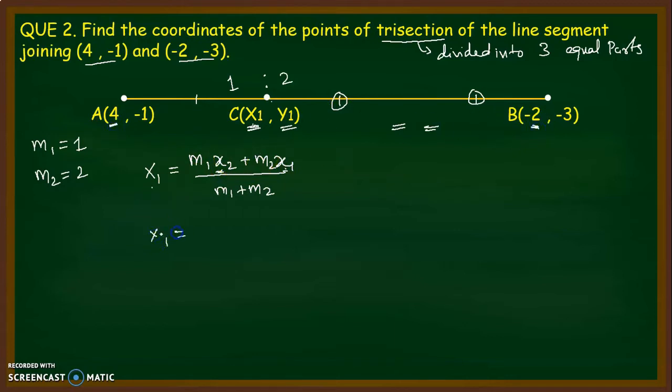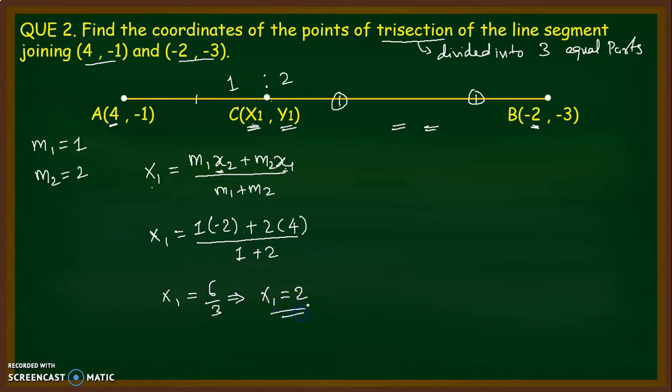So here to find out the X1, M1 is given 1, x2 is -2, M2 is given 2 and x1 is 4, divided by M1 plus M2, that is 1 plus 2. So I will get X1 equal to 8 minus 2, that will be 6 divided by 3. So here we get coordinate of point X1 equal to 2.